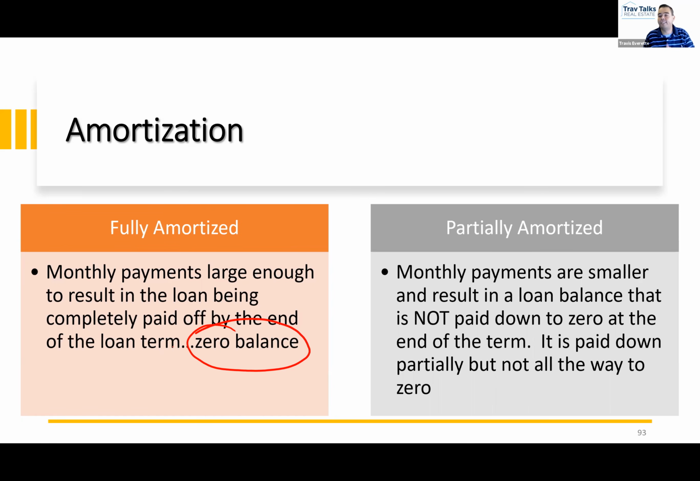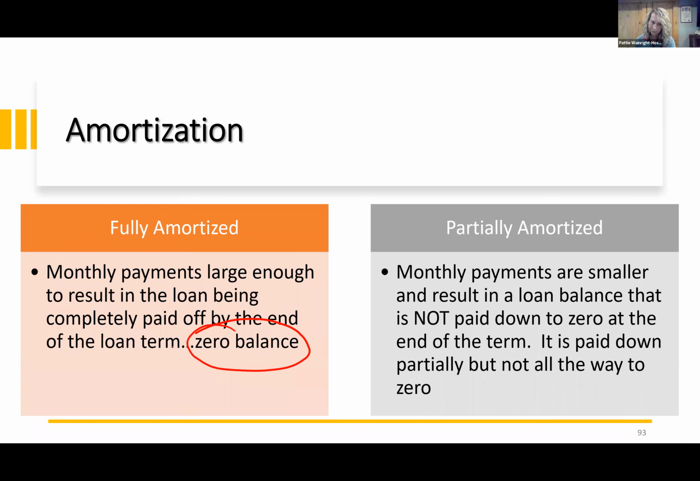Every payment is the same all the way through. And when the last payment is made, the balance is zero. That's a fully amortized loan. But they're not all fully amortized. Some loans are what we call partially amortized. Now, remember, amortized just means paying it down. So what do you think partially amortized means? After every one of the regularly scheduled monthly payments have been made, what's true of the balance?